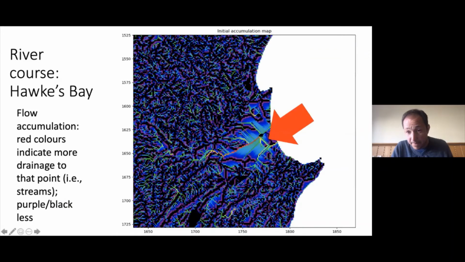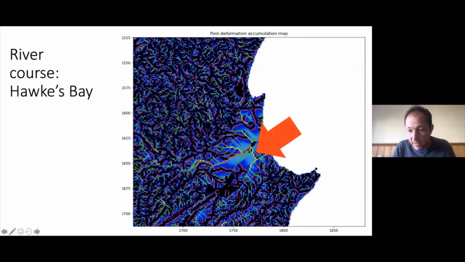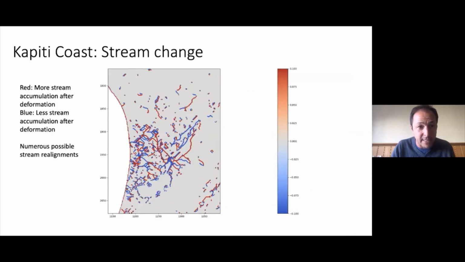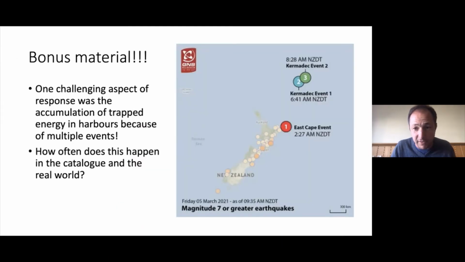And there's an example again from Napier Hawke's Bay. So places where the drainage might previously have been in this direction, after the event you see a small shift in direction. The resolution of these maps is dependent on the resolution of the input models, so you can well imagine we could go to higher and higher resolution if we needed. There's an example from the Kapiti Coast showing the same sort of thing. I'll rush through those last couple of slides because I want to show you bonus material right now.